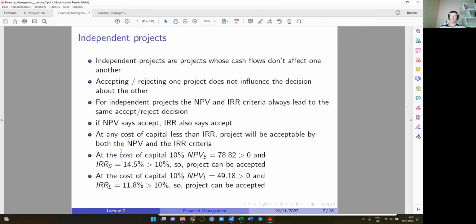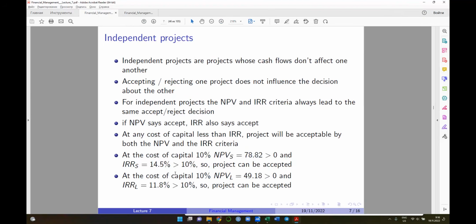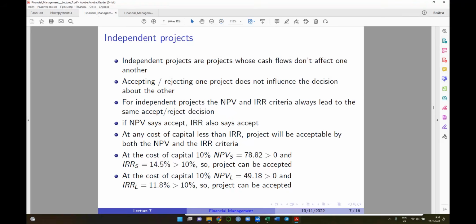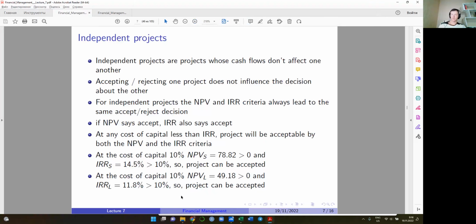That's what I said. At the cost of capital of 10%, NPV of S is 78.82, which is greater than 0, and IRR of S is 14.5%, which is also greater than 10%. So the project can be accepted. Both criteria signal the same decision. At the cost of capital of 10%, project L has positive net present value and also an internal rate of return greater than the cost of capital, so we can also accept this project. No contradiction, no problem, same decision.